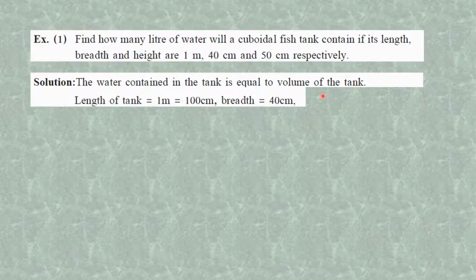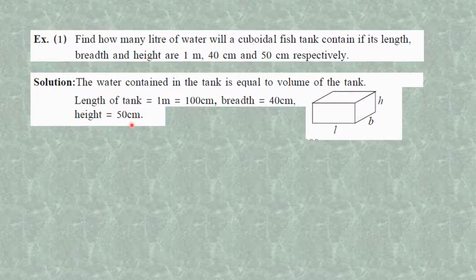The length of the tank, as mentioned, is 1 meter, and if we convert meters into centimeters, we know that 1 meter is equal to 100 centimeters. The reason we are converting meters into centimeters is because the other two measurements, the breadth and the height, are given in centimeters. So 1 meter makes 100 centimeters, and the breadth is equal to 40 centimeters. Similarly, the height is 50 centimeters. So this is the figure showing the length, breadth and height.